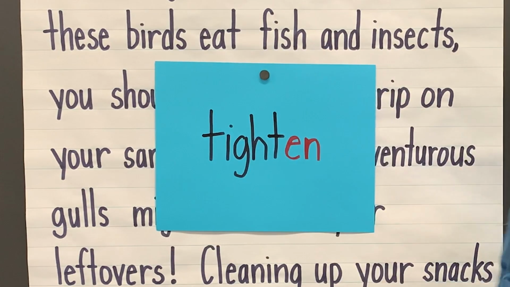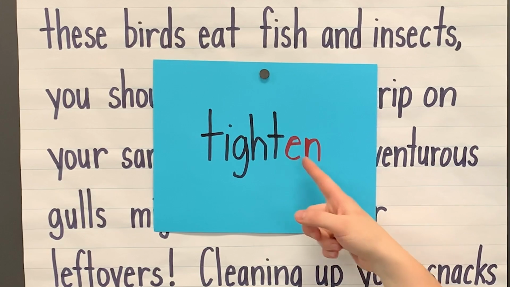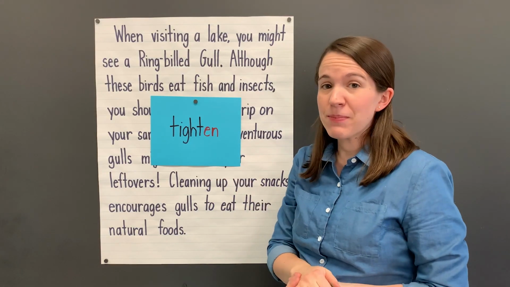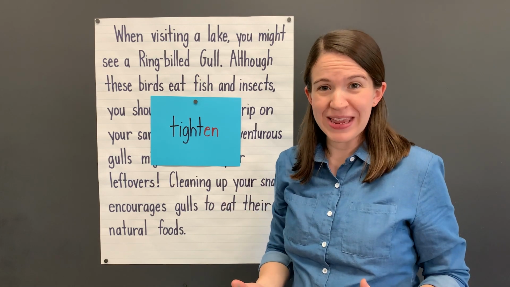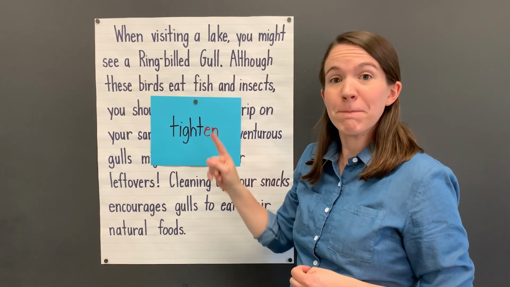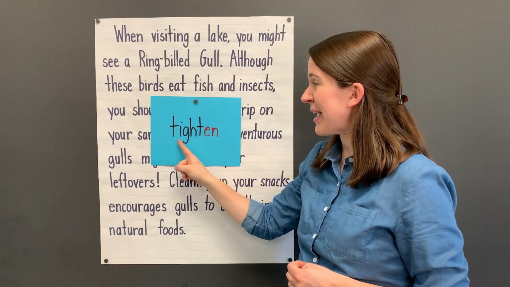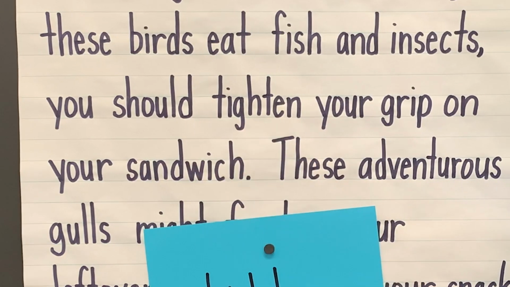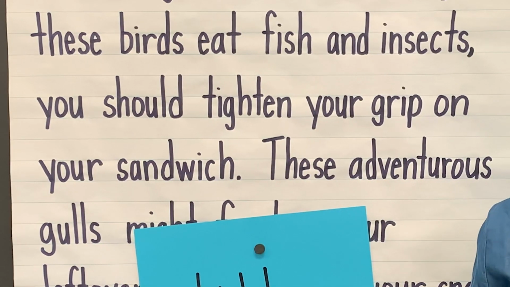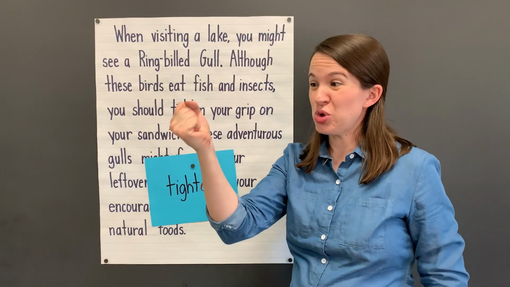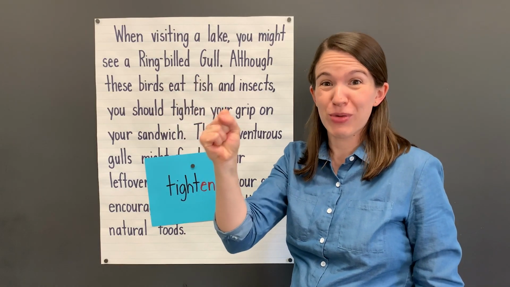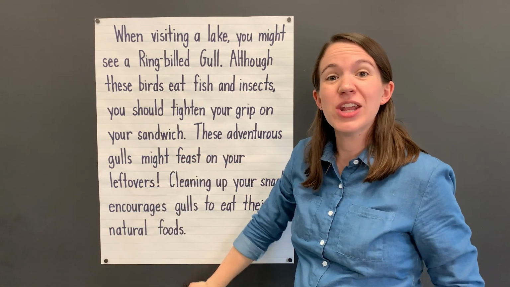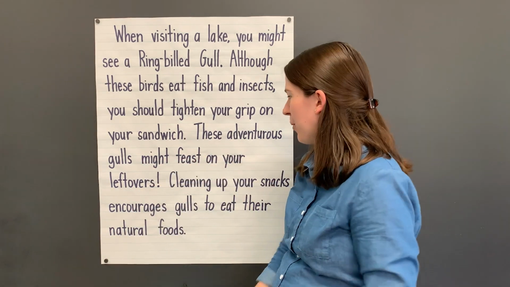Which suffix do you see in that word? It's the EN suffix, isn't it? Remember that this suffix can mean to cause to be. So this word means to cause to be tight. The sentence says, you should tighten your grip on your sandwich. That means to make your grip on your sandwich tight. Let's keep reading and see if we can find another word with a suffix that we know.